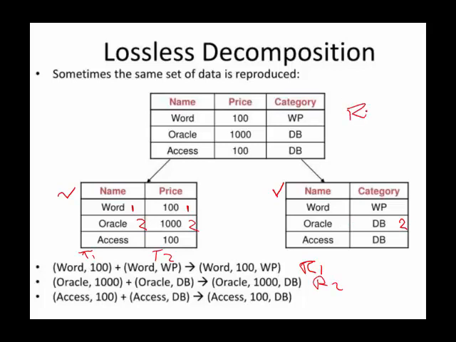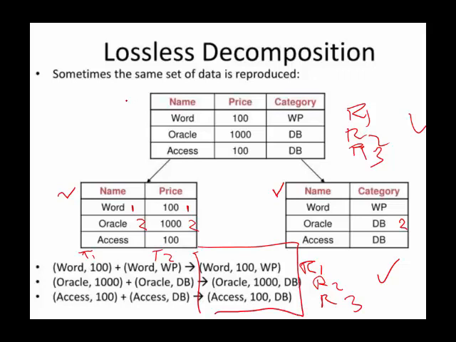This is row 1, this one is row 2, and what about row 3? We have Access and 100, and Access and Database, so the result will be Access, 100, and Database in row 3. So we have two results here. We can compare the result below here and here. We can see that it gives the same result. It is the same, so we can decompose this table into two tables, table 1 and table 2.